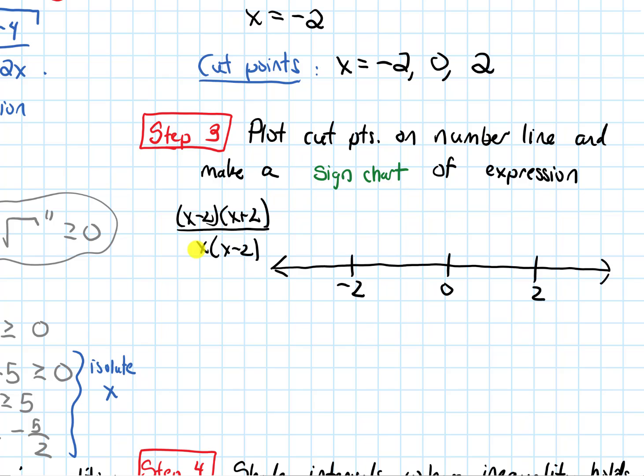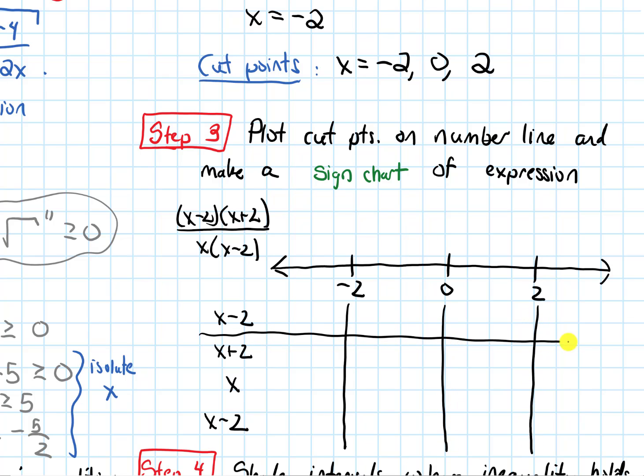And now what I'm going to do is, in my expression, every single factor that shows up on the top or the bottom, I'm going to write a row for it. So for example, I see x minus 2 on the top. I also see x plus 2 on the top, x on the bottom, and x minus 2 on the bottom. Each one of them gets a row. And now I'm going to separate out into columns where each cut point is, and then draw horizontal lines to form these rows.